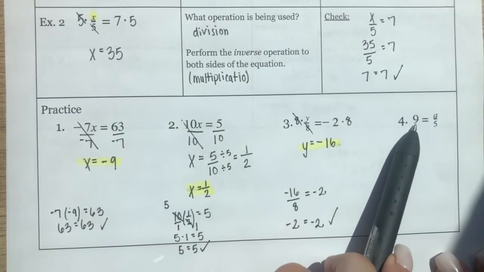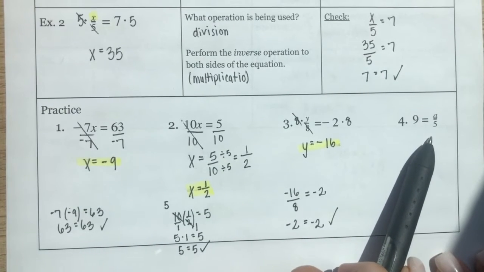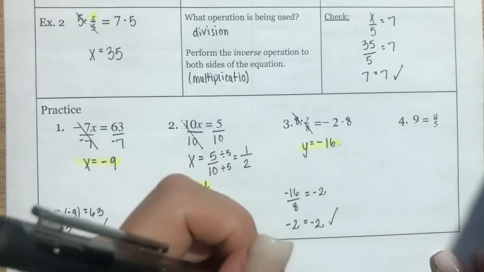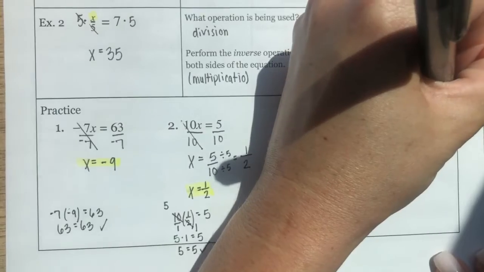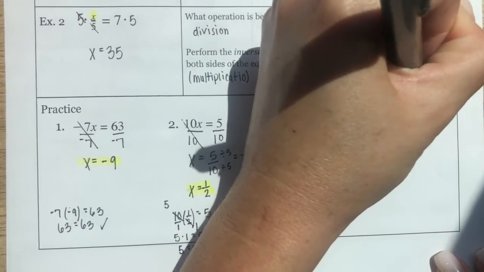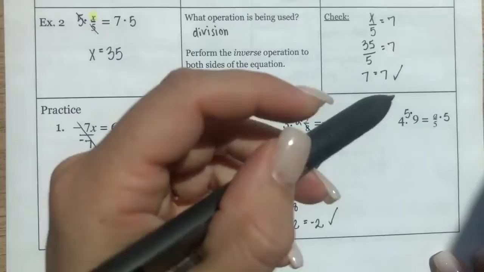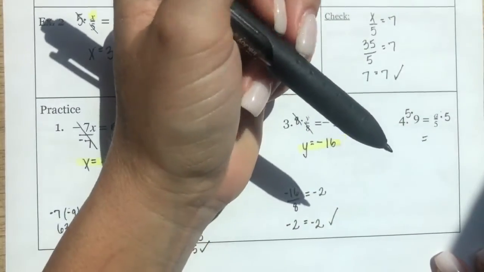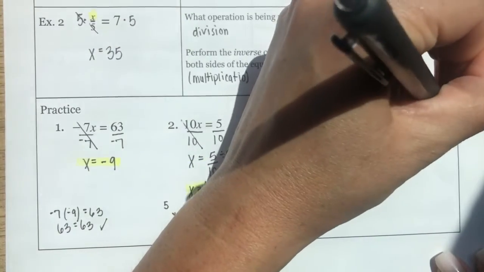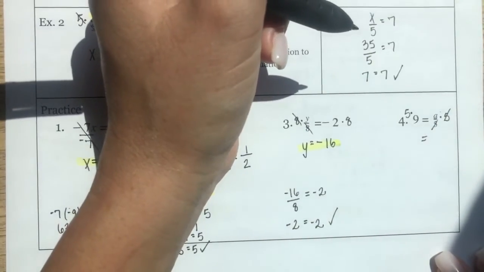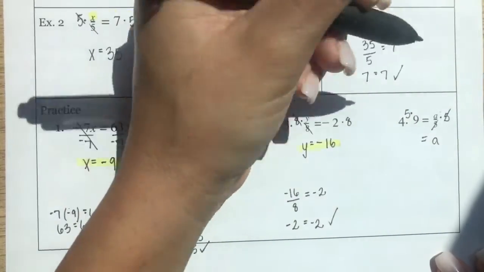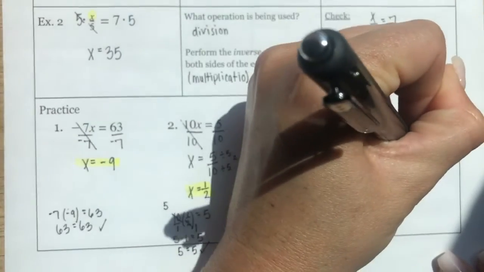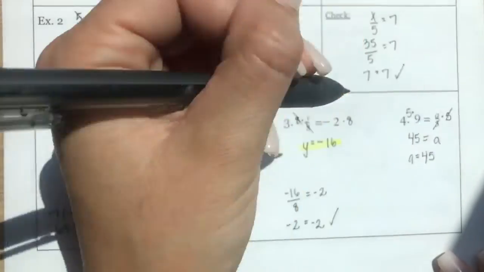And then for number 4, 9 equals a divided by 5, or a over 5. So the operation being done to the a is dividing by 5. So to undo dividing by 5, I need to multiply both sides by 5. So when I multiply the right side by 5, multiplying by 5 undoes dividing by 5. So those operations undo each other. So on the right side, I just have a, and then 5 times 9 is 45. So my solution is a equals 45.